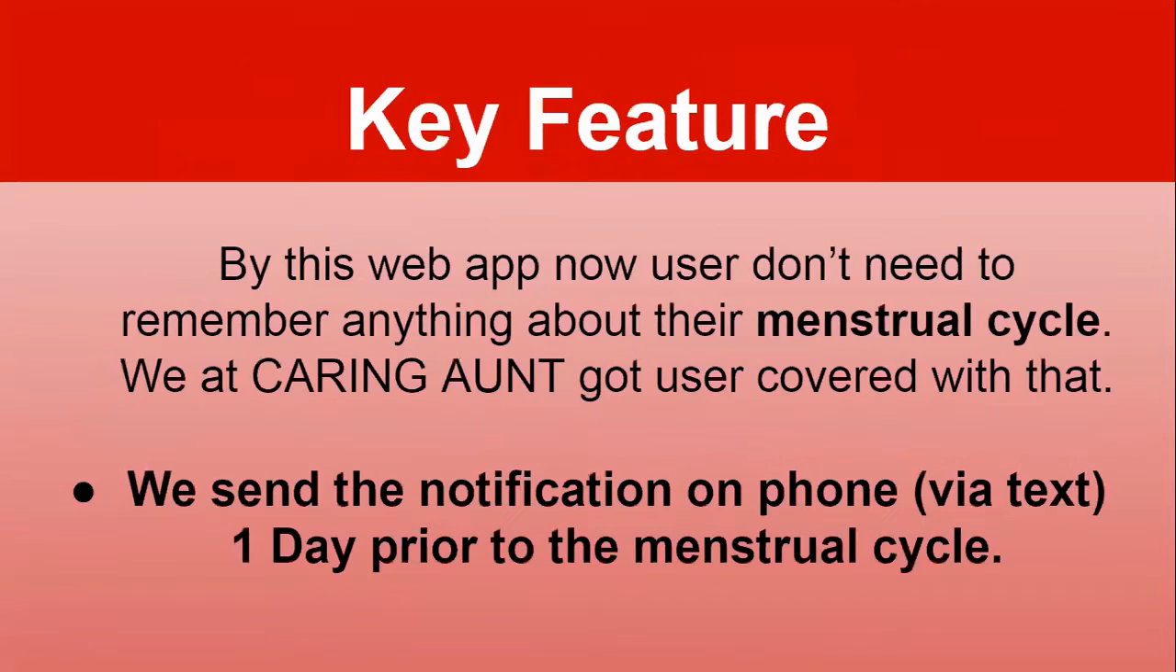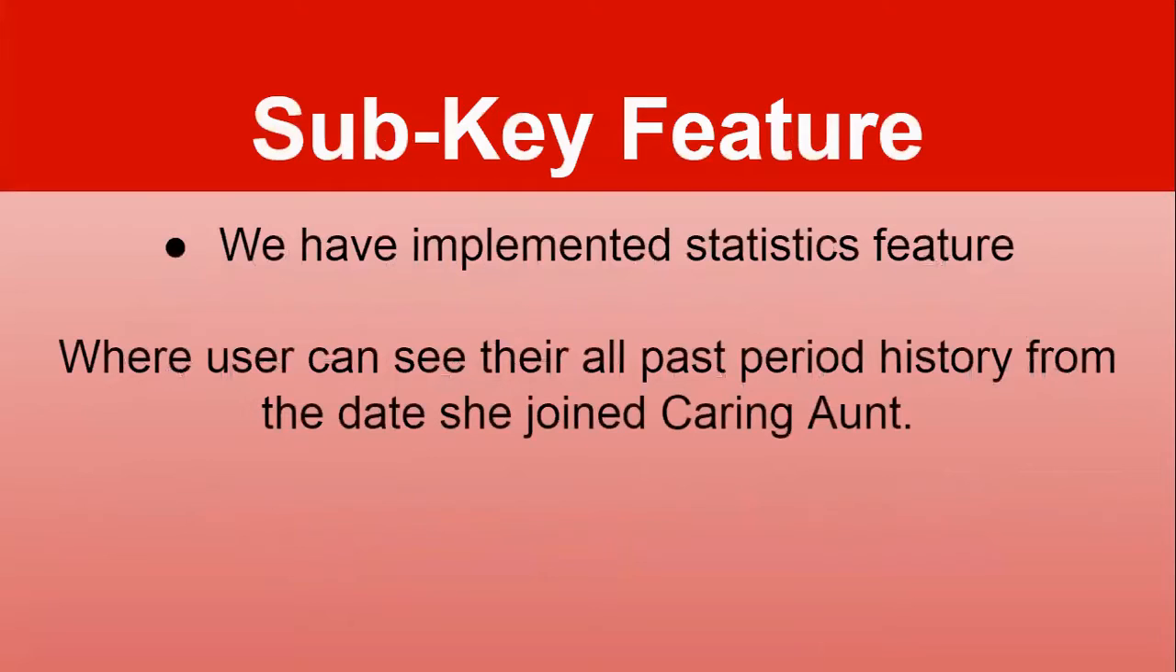So what is the key feature of our web app? With this web app, the user doesn't need to remember anything about their menstrual cycle. We at Caring Aunt have got the user covered with that. We send a notification on the phone via text 1 day prior to the menstrual cycle. As a sub key feature, we have implemented a stats feature where the user can see all their past period history from the date she joined Caring Aunt.